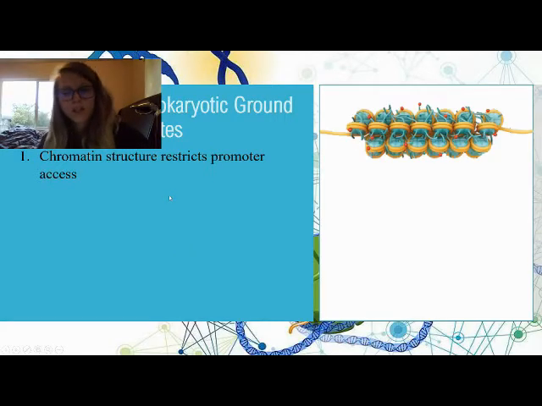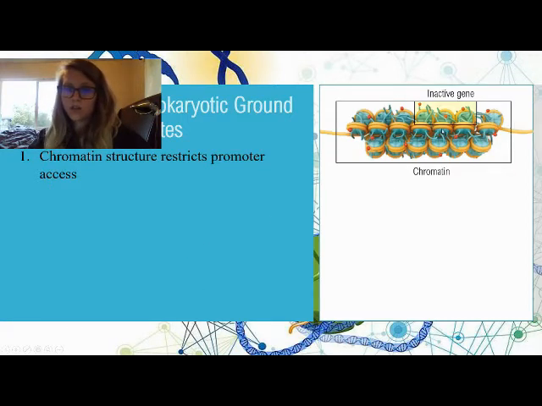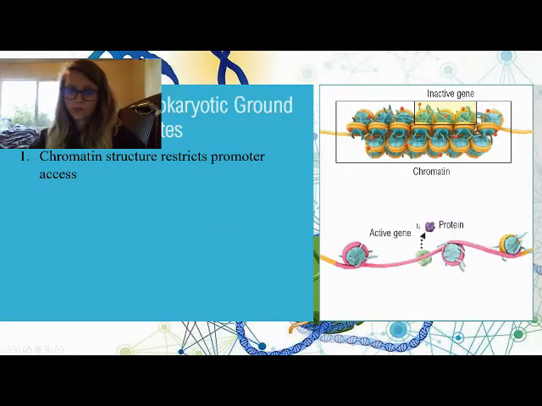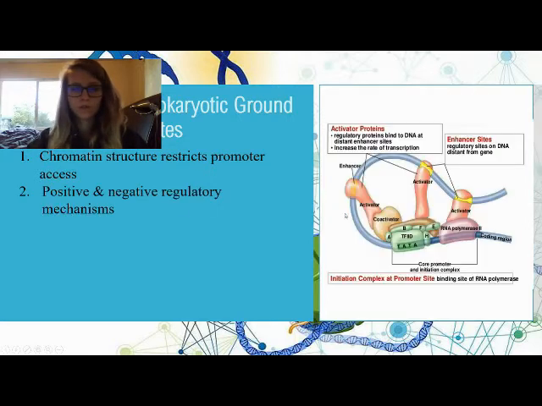So on the right hand side I have a cartoon of a condensed or an inactive chromatin structure, and I've highlighted an inactive gene, and this is comparative to the relaxed or active gene after modification in order to promote transcription. And the second difference is positive and negative regulatory mechanisms in eukaryotes, which prokaryotes do not have.